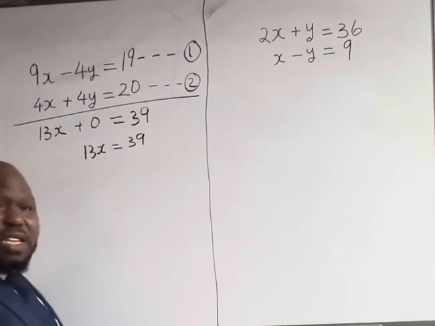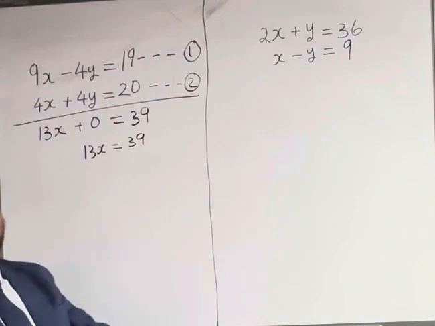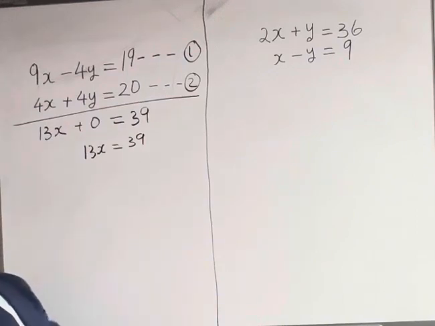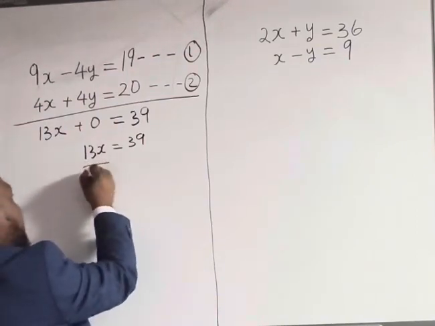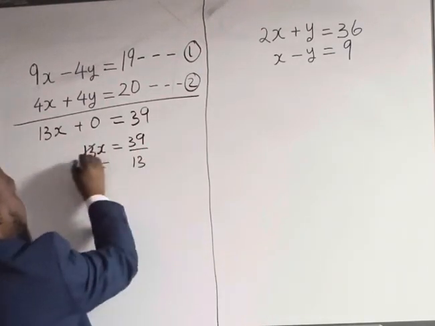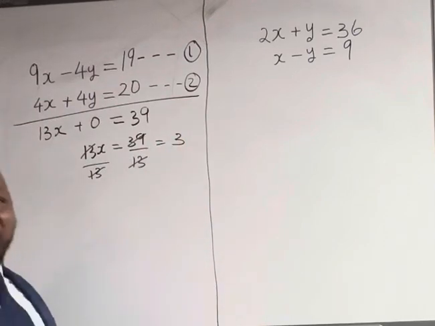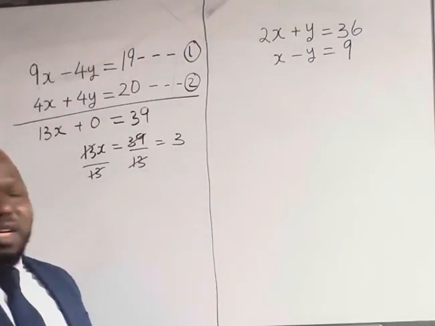What is x? We have 13x equals 39. So what is 1x? We divide both sides by 13 to get 1x. If you do that, x is equal to 3. So we have x equals 3.